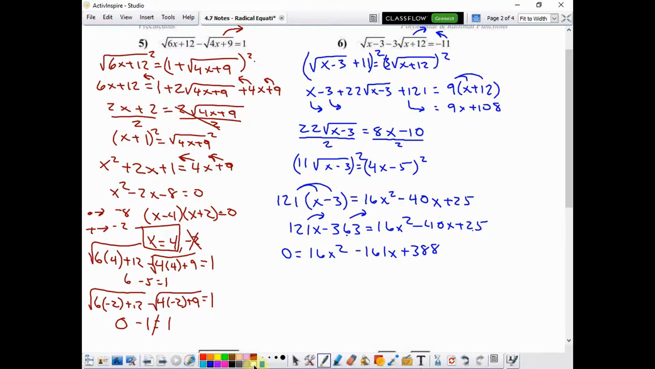This does not look fun to factor or for completing the square, so I'm going to use the quadratic formula. x equals opposite of b plus or minus the square root of b squared minus 4 times a times c, all over 2 times a.